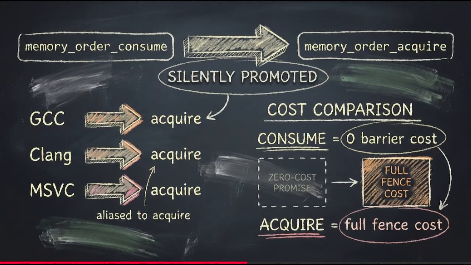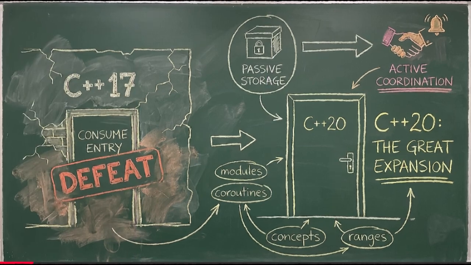Wait, they took a highly tuned zero-cost optimization and just aliased it to the slower, heavier hardware barrier it was supposed to replace. Yes, they did. The trade-off was just too harsh. You can't ask a compiler to be aggressively fast and meticulously careful about vanishing algebraic dependencies at the exact same time. That perfectly highlights how fragile this ecosystem is.